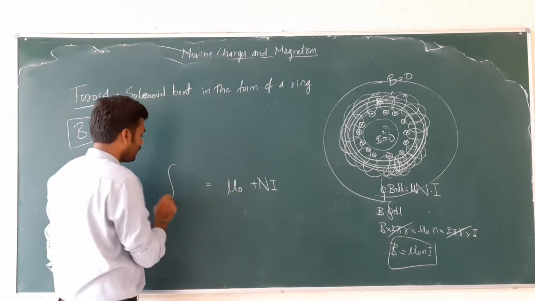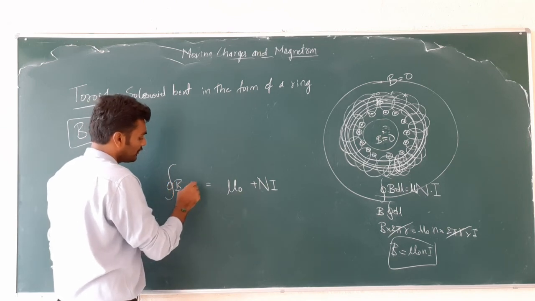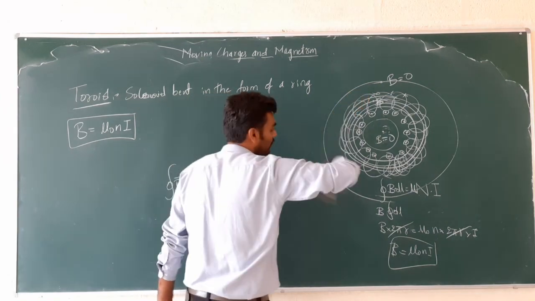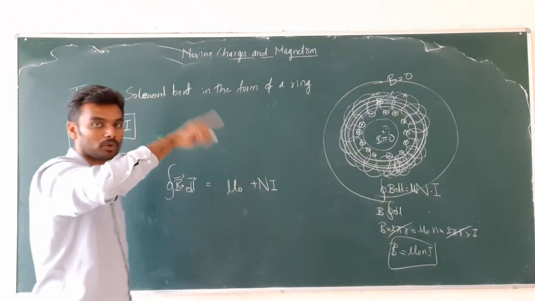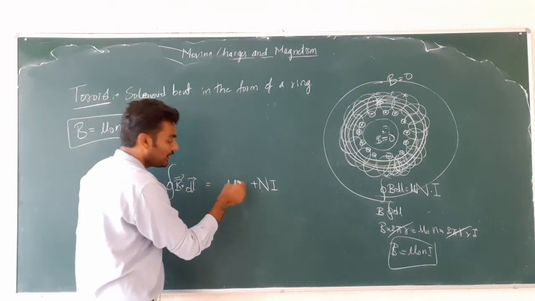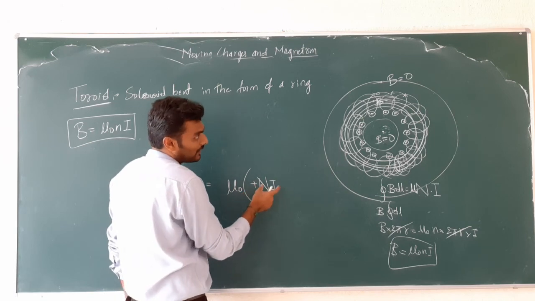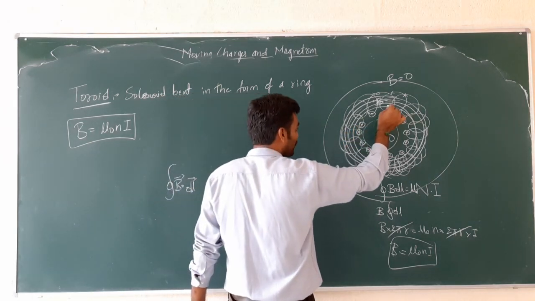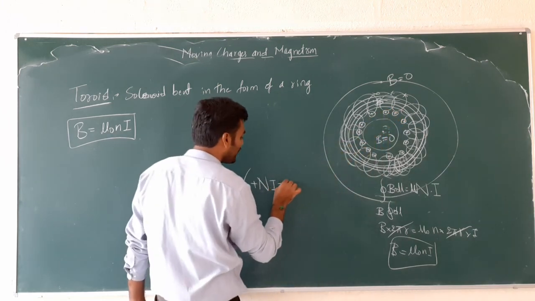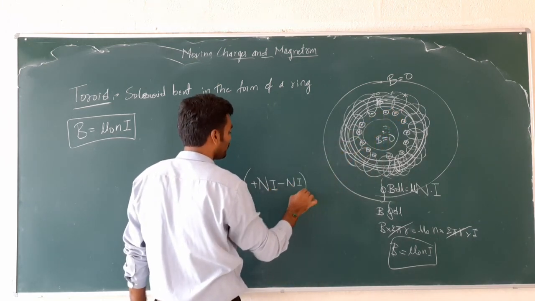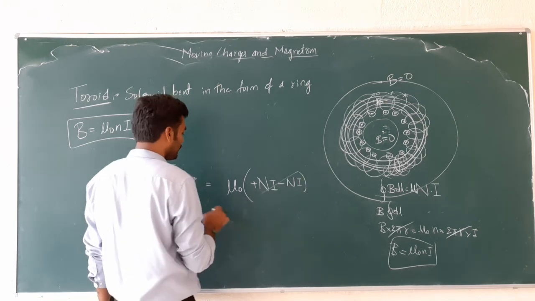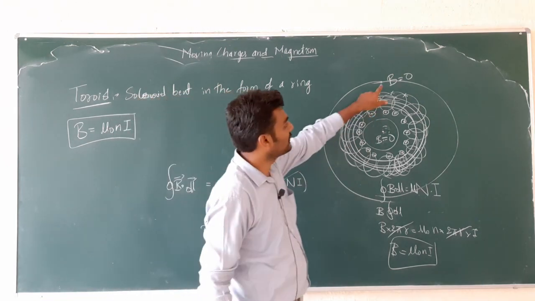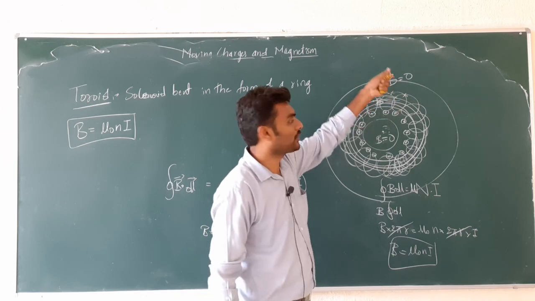So the integral of B dot dl, when I apply it outside the toroid, is mu naught times plus Ni for certain current, and since the direction of current has become opposite, I should consider minus Ni, and hence plus Ni minus Ni cancels, again 0. So B is 0 even when I consider a point outside the toroid.